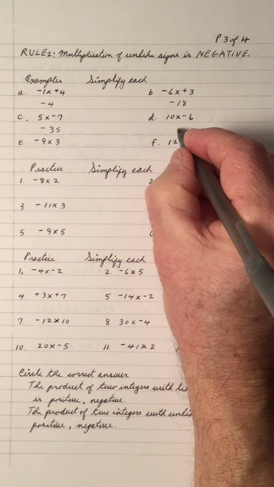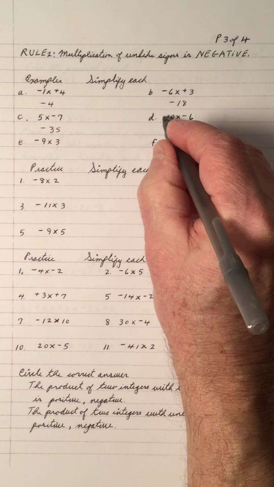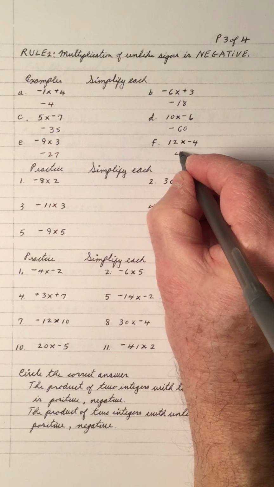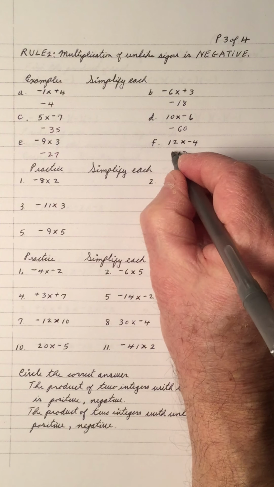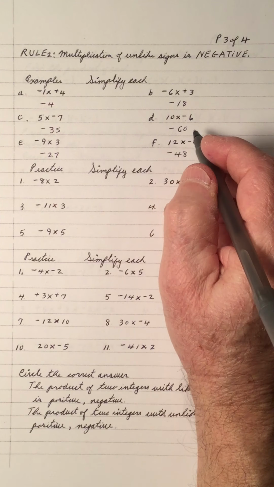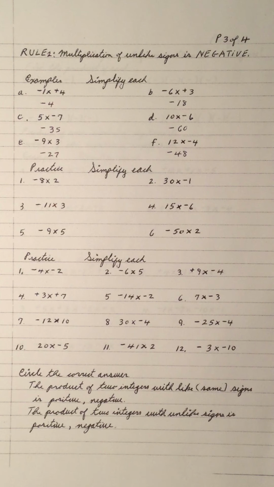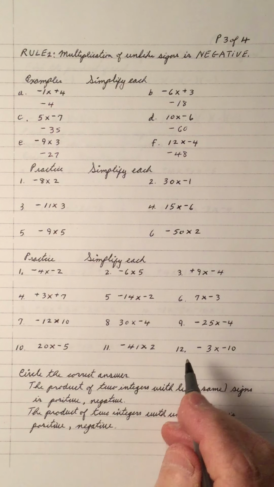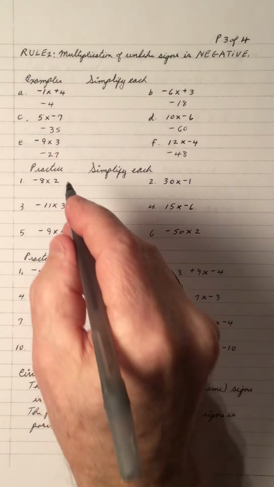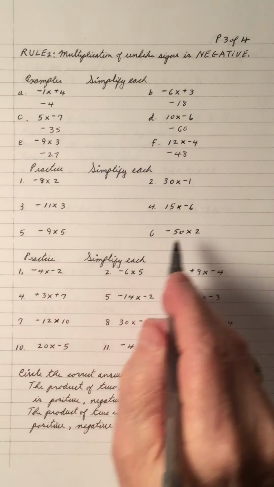35. And positive times a negative is a negative. 60. Negative times a positive is a negative. 3 nines are 27. 12 times 4 is 48. And a positive times a negative is a negative. When you multiply unlike signs, you get a negative. When you multiply like signs, you get a positive. These are unlike signs. Pause, work these out.